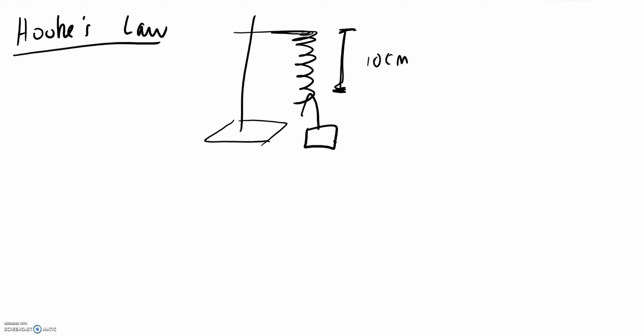We then add on some weight. Let's add on a 1 Newton weight. Okay, remember that's not a mass, that's a weight. Weight is measured in newtons. Mass is measured in kilograms. When we add on that weight, it might extend to, say, 11 centimeters. Well, the extension would be 11 minus 10, so that would be 1 centimeter.